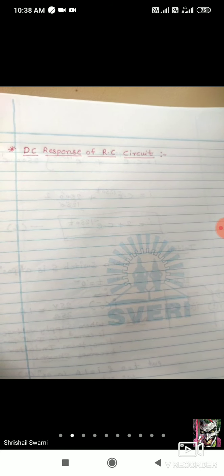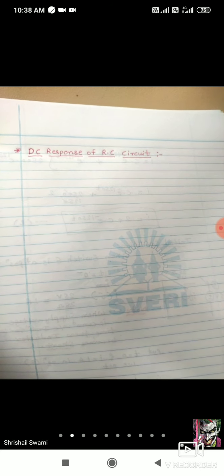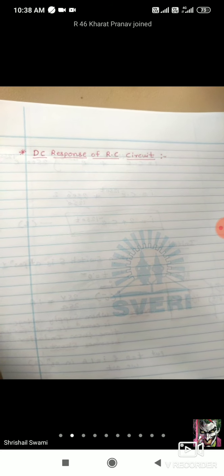So, in the last lecture, we discussed the DC response of the RL circuit, where a resistor and inductor are connected in series, and a DC voltage source is connected. After that we solved two problems based on the DC response of the RL circuit.